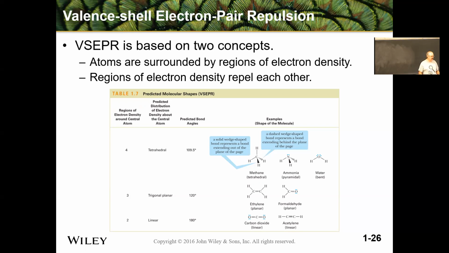Now, electron-rich regions include unshared pairs, single bonds, double bonds, and triple bonds. Okay, if we have 4 electron-rich regions, the best way for those to avoid each other is a tetrahedral geometry. And in a tetrahedral geometry, the bond angles are 109.5 degrees. A good example here is methane.